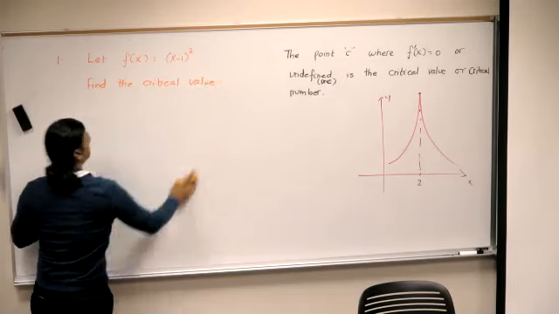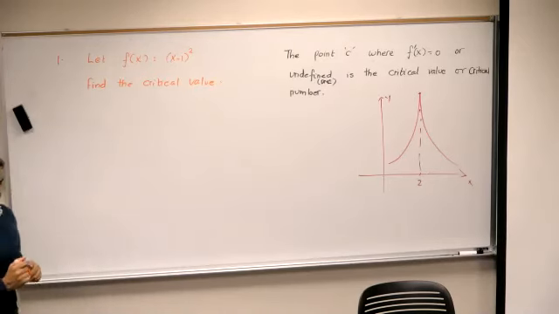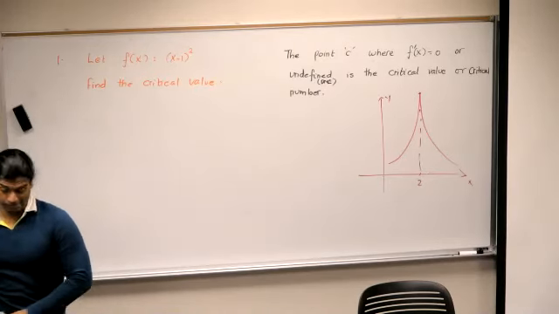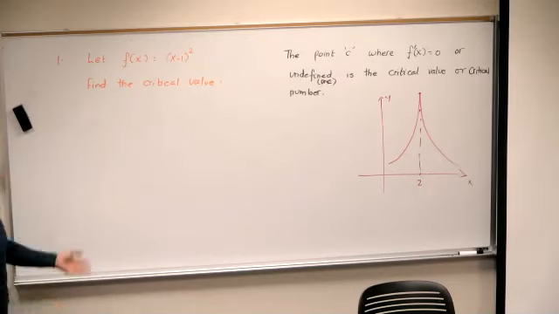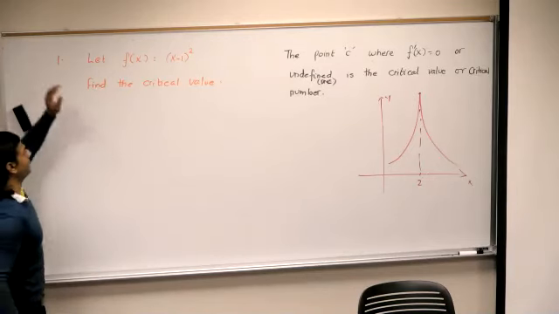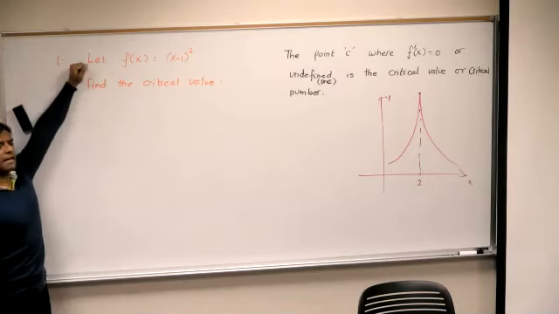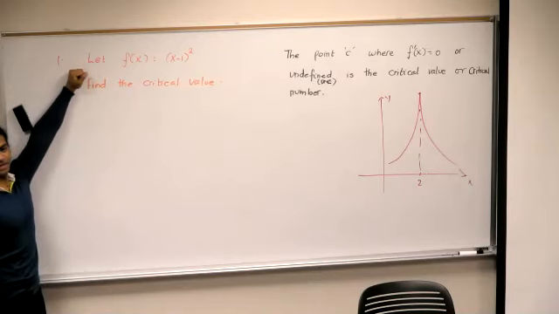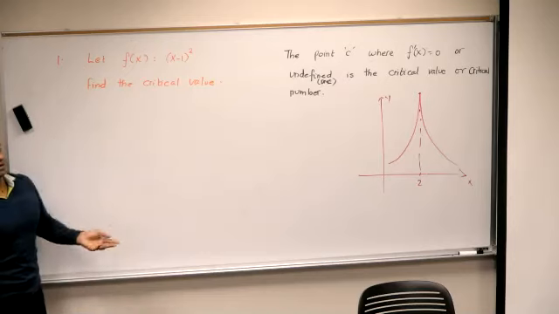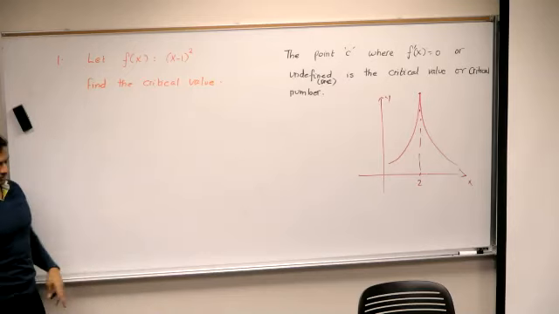I believe your book calls it a critical number. I'm used to calling them critical values, doesn't matter. f of x is equal to x minus 1 squared. So what is the process behind finding a critical value?